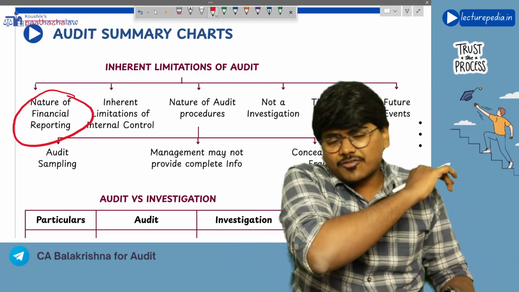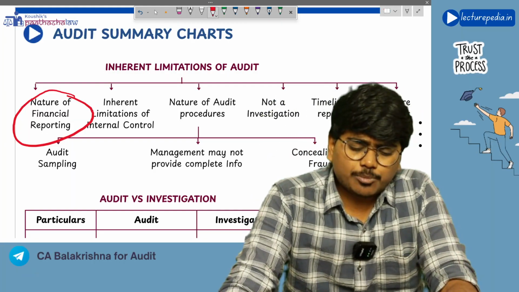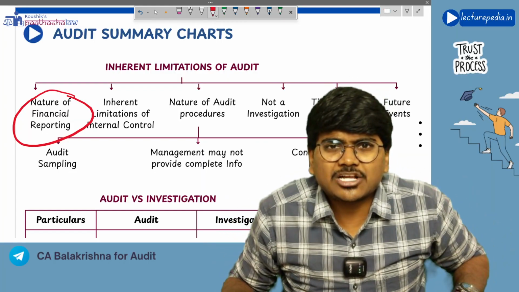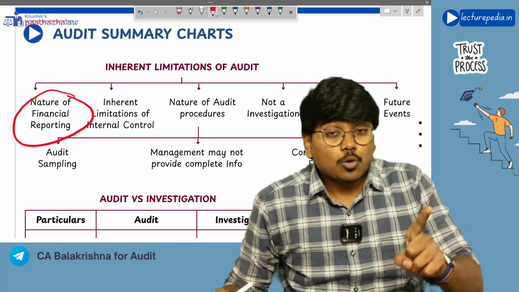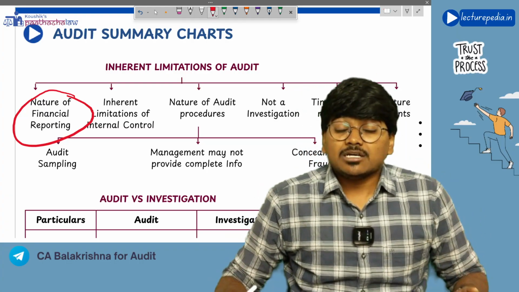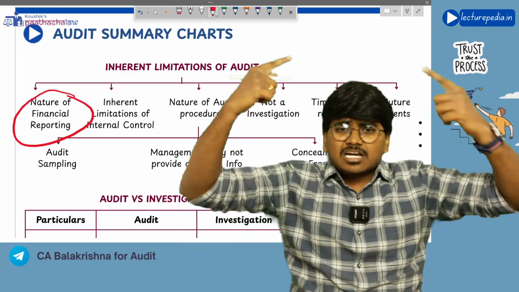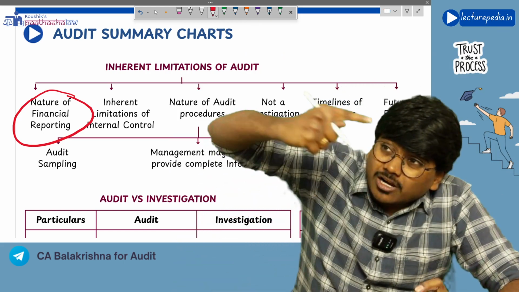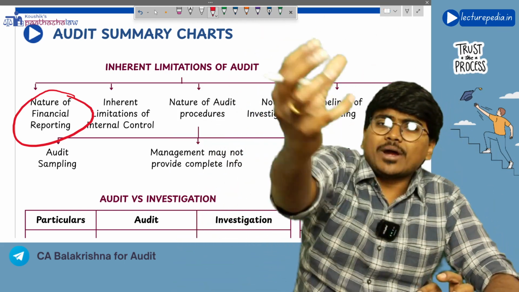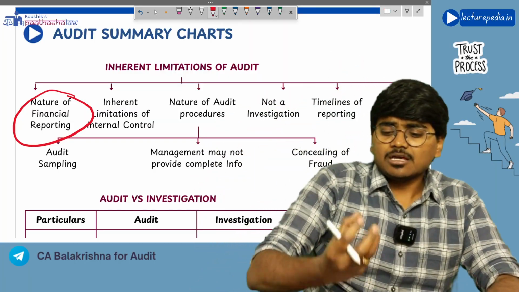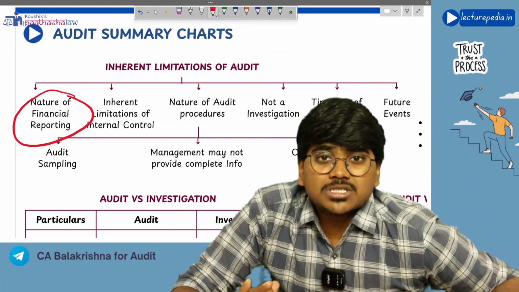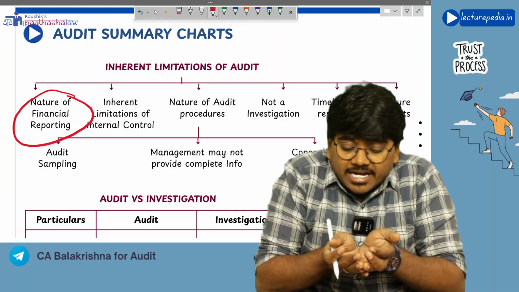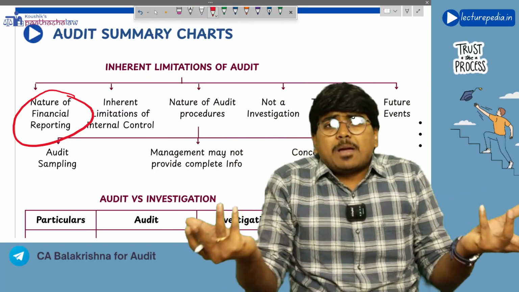First of all, the nature of financial reporting. The nature of financial reporting itself is such that while preparing the financial statements, whose responsibility is it to prepare financial statements? Management. While preparing the financial statements, management will take various judgments, various assumptions, and make various estimates. Now all these are related to the future. Like if you are providing a provision for bad debts, this is a provision for bad debts that might occur in the future. Now you never know whether the provision amount that you have provided will be equal to the actual amount of bad debt, right?